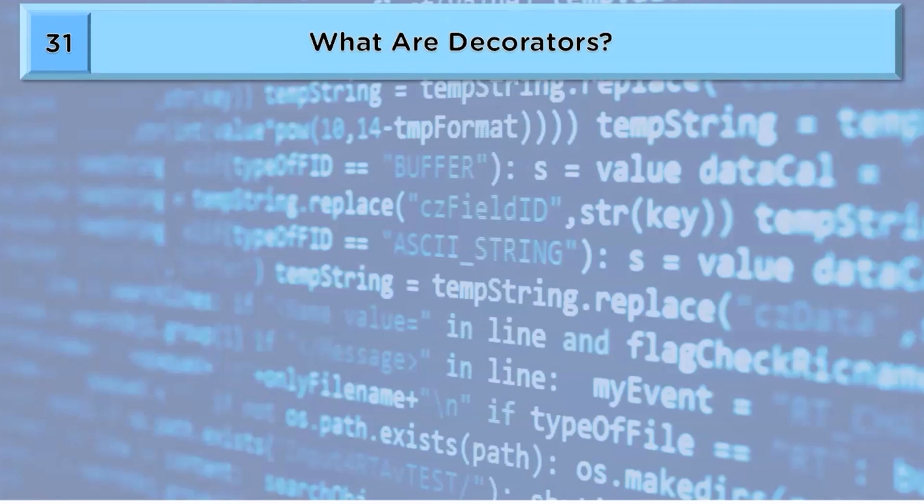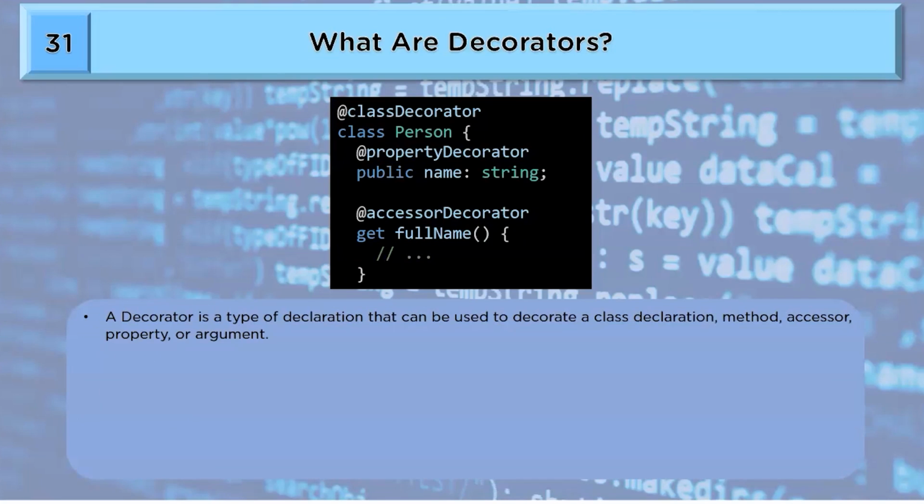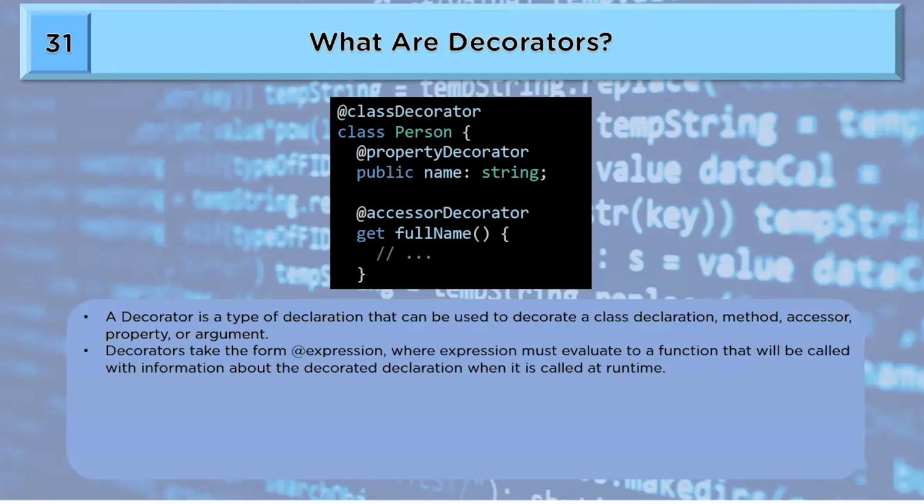What are decorators? A decorator is a type of declaration that can be used to decorate a class declaration, method, accessor, property, or argument. Decorators take the form @expression, where expression must evaluate to a function that will be called with information about the decorated declaration when it is called at runtime.